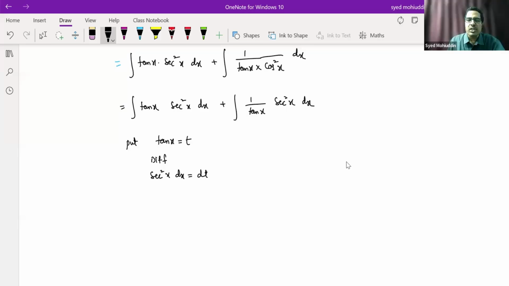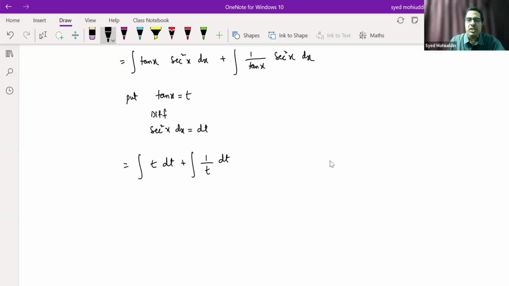So in both the cases, you're having secant square. So just plug in. Integration of tan will give you t, secant square of x into dx will give you dt, plus integral of 1 by tan x will give us t, secant square of x into dx dt. Now integrate. Integral of t, so it becomes integration of x dx. Integration of x is what? x square by 2 plus the constant of integration.